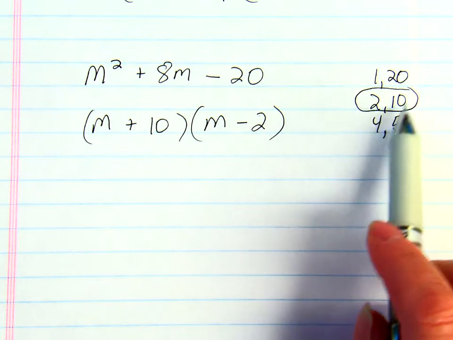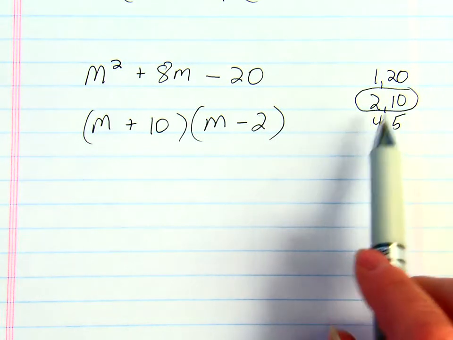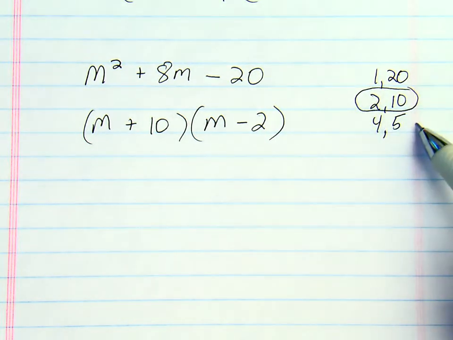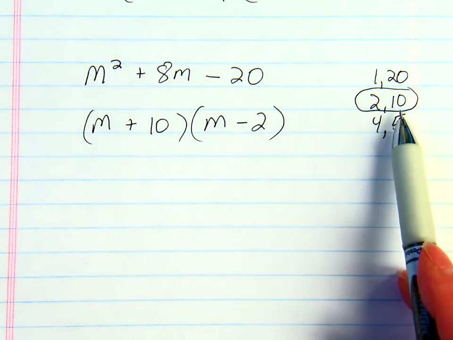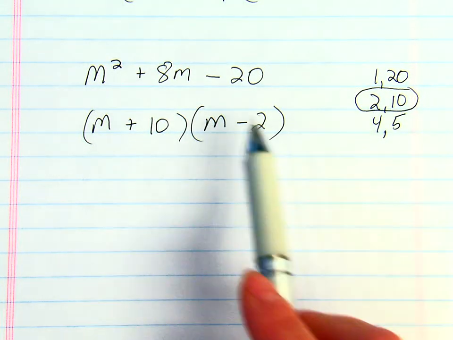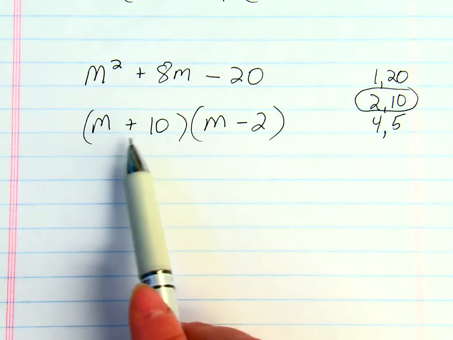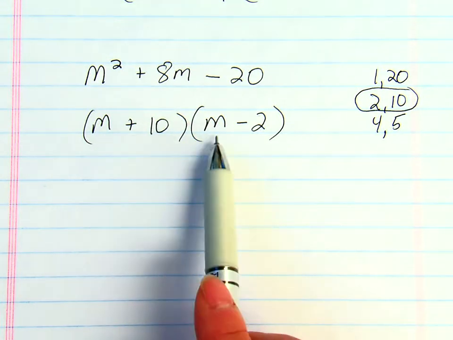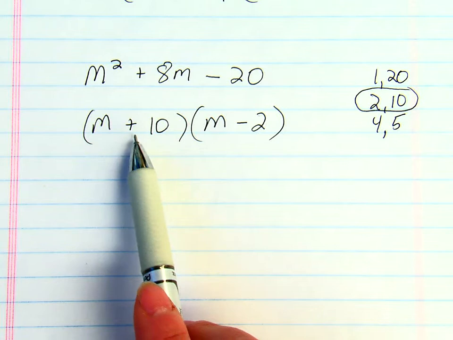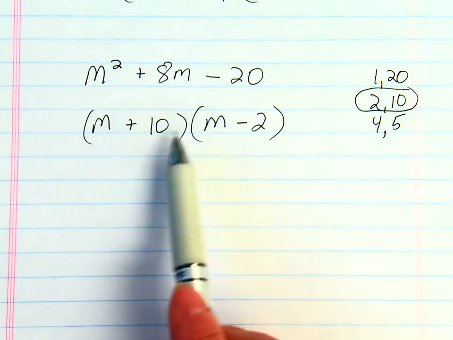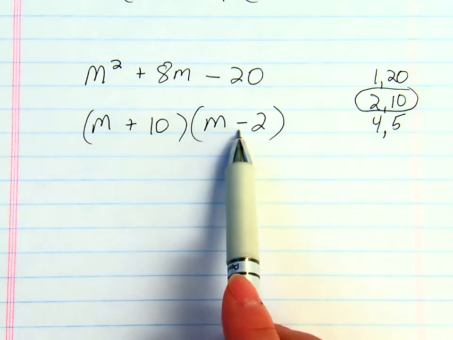I have determined my factors, and I realize pretty quickly that when I have a positive 10 and a negative 2, I will create a positive 8. So I've set up my parentheses, put the m in both. I have a positive, I have a negative, and then here is my positive 10 and my negative 2.